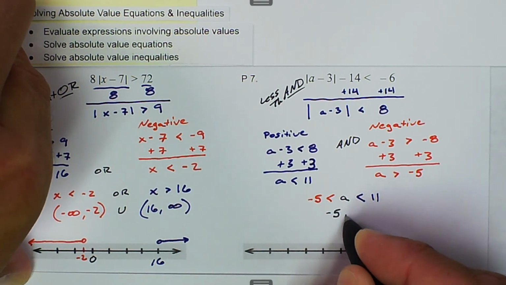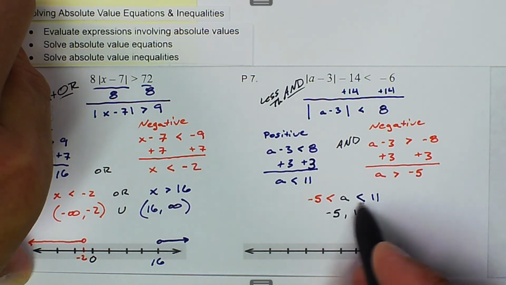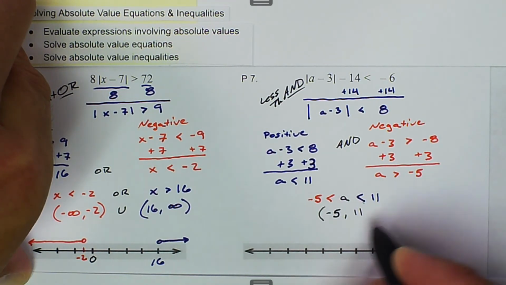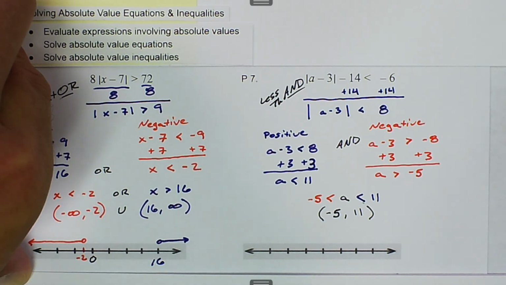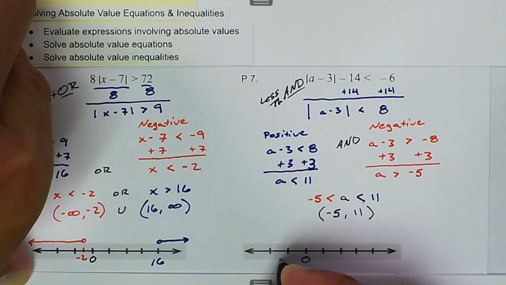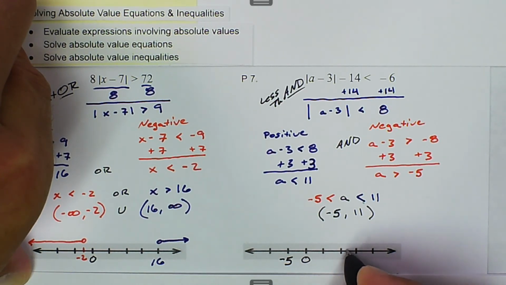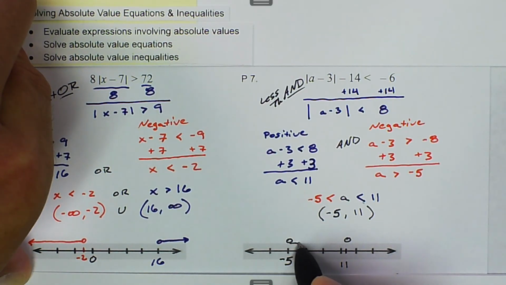So this is interval notation. Neither are equal, so we're going to use our parentheses to show that they're not included. And so we can count by 5s for this one. So 0 will be here, make this -5, and 0, 5, 10, so 11 will be right here. And in this case, we want to draw the line that's between them. So open circle at -5, open circle at 11, and then we can draw the line in between.